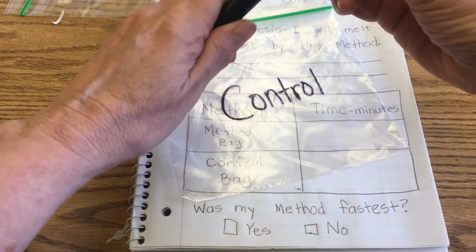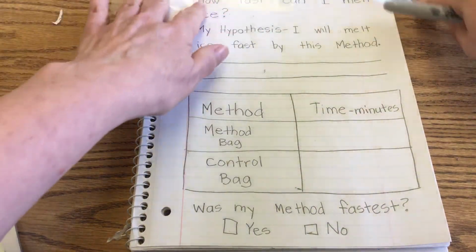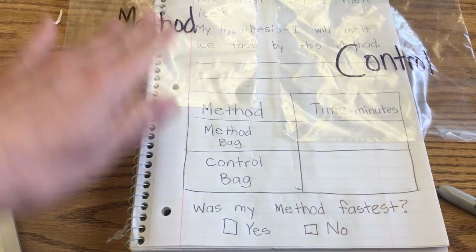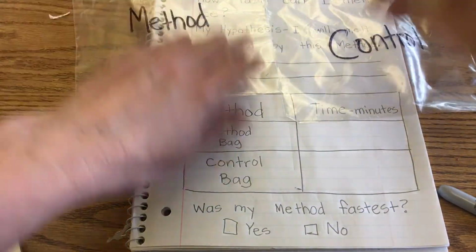Okay, the control bag is just to put that aside. That's your comparison. Okay, so method, control. Okay, so if you don't have a Sharpie, I want to show you another technique for doing this.